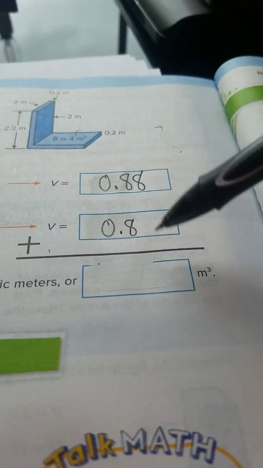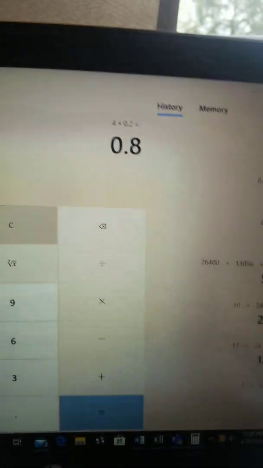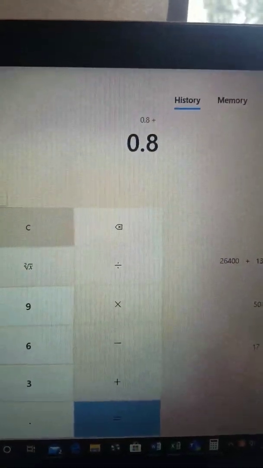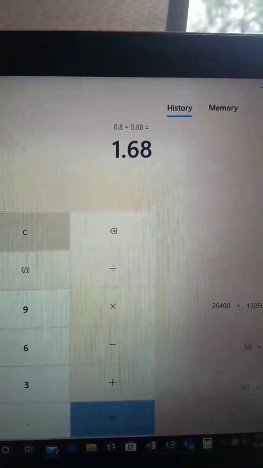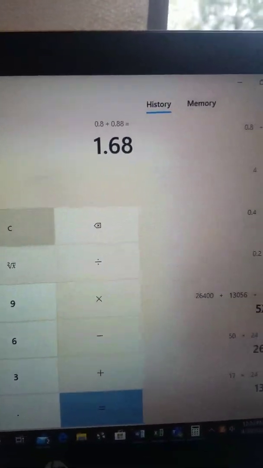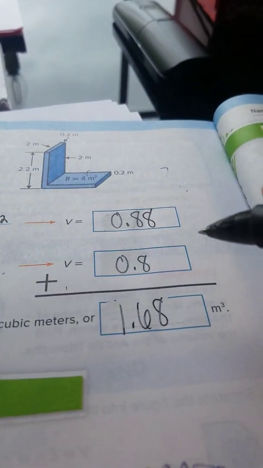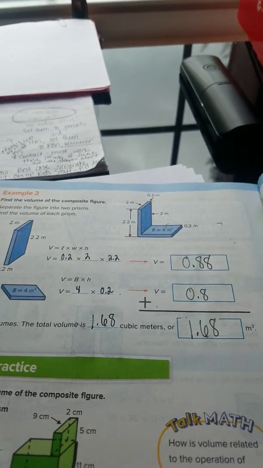8/10. And now I'm going to add these up. If you're like me, you still have 8/10 on your calculator. You're just going to put in 0.88 or 88 hundredths. You get 1.68 cubic meters. 1.68 cubic meters.